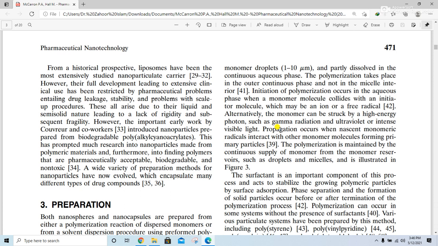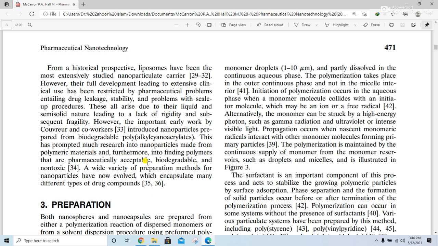From a historical perspective, liposomes have been the most extensively studied nanoparticulate carrier. However, their full development leading to extensive clinical use has been restricted by pharmaceutical problems entailing drug leakage, drug stability, and problems in scale-up procedures. I will also proceed with my discussion on scale-up procedures. These all arise due to their lipid and semi-solid nature, leading to a lack of rigidity and subsequent fragility.